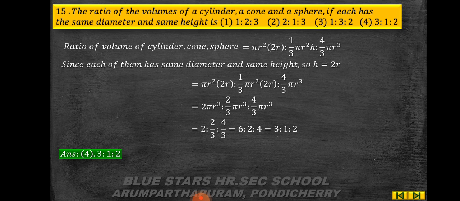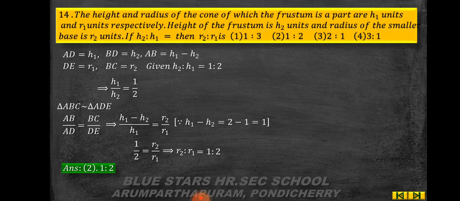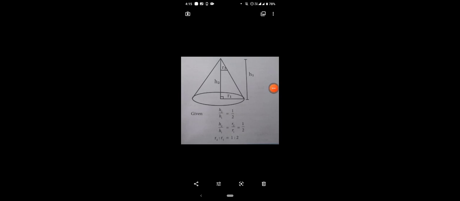For the 14th question, you don't have the diagram, so it is a little bit difficult to understand the explanation. For better understanding, just see the figure. This is a cone with radii r1 and r2 and heights h1, h2. Given h2 by h1 is equal to 1 by 2. So h2 by h1 is equal to r2 by r1, which is equal to 1 by 2. So r2 is to r1 is equal to 1 is to 2.